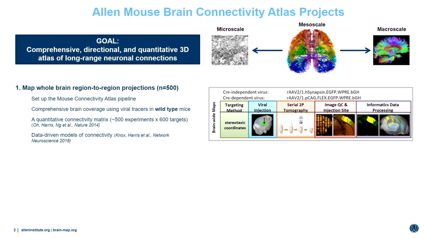Okay, so with the establishment of this pipeline, we published on this first in 2014, mapping connectivity in wild-type mice using the tracers that I mentioned, 500 experiments, and we quantified the projection strength to 600 different targets, about 300 ipsilateral and 300 contralateral.